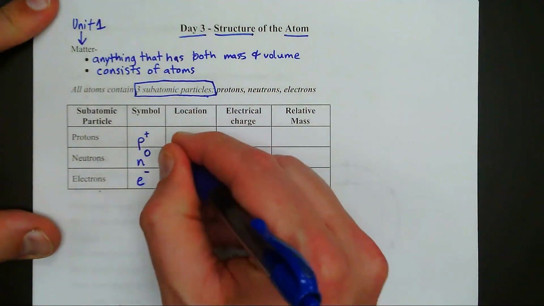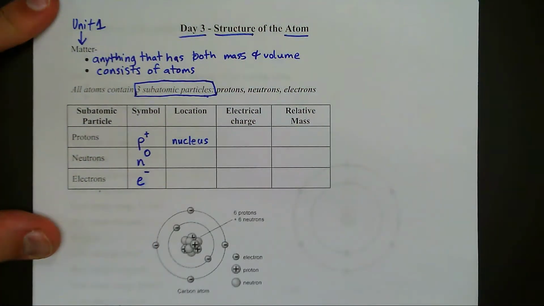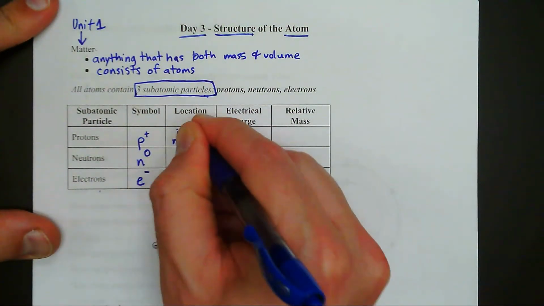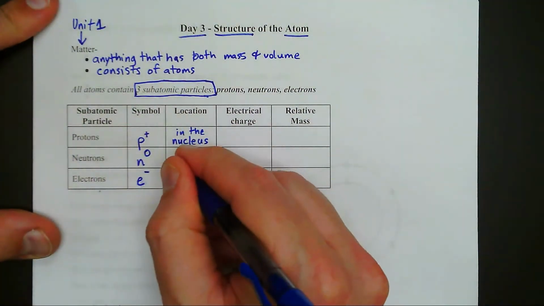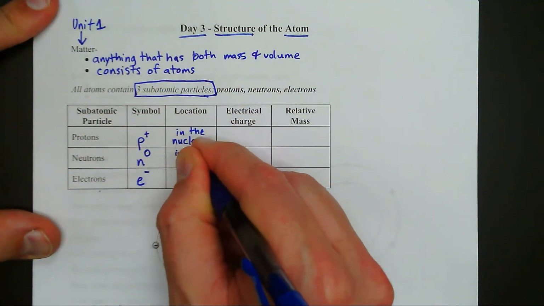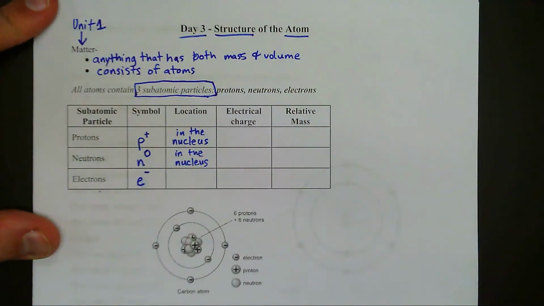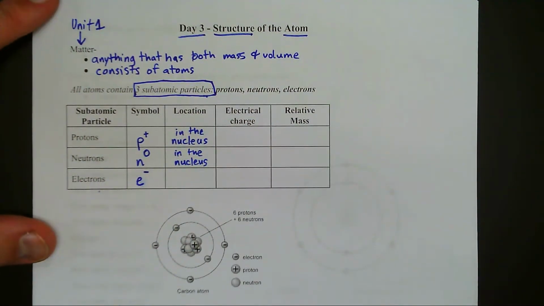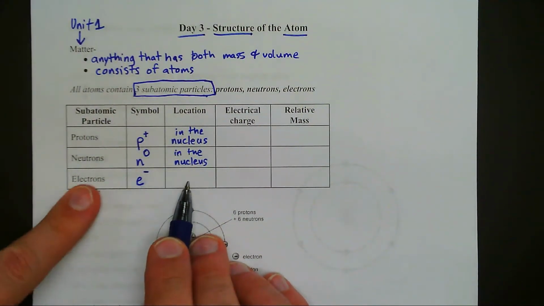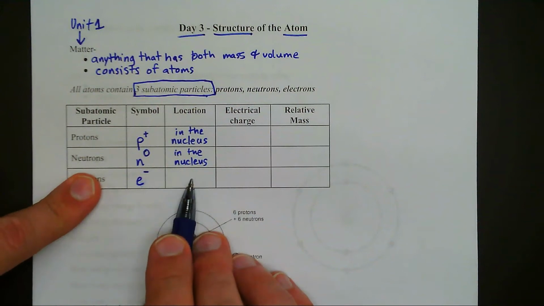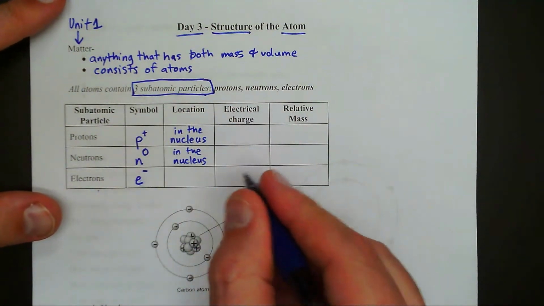So protons are in the nucleus. You could even write in the nucleus, if you want to. For neutrons, also in the nucleus. All right, this is crucial for us to understand because if we do not understand that electrons are not in the nucleus, we'll get a lot of these questions wrong.